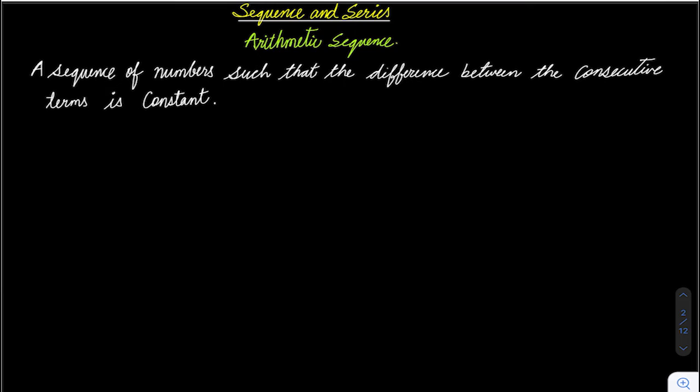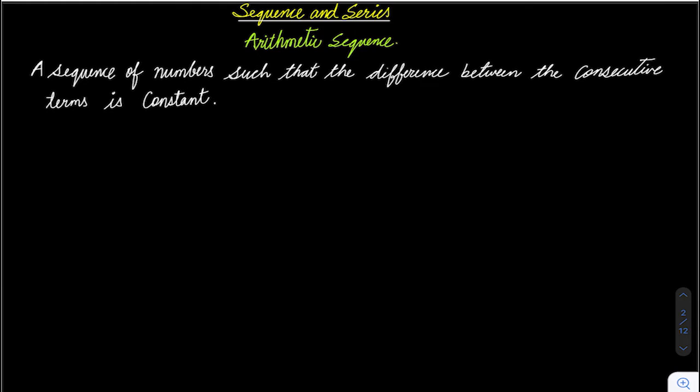Now today we are going to see the sequence and series topic. First, in this video we are going to see arithmetic sequence, and in the next video we are going to see geometric sequence. Okay, so what is an arithmetic sequence? A sequence of numbers such that the difference between the consecutive terms is constant.